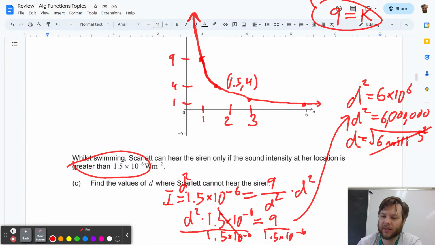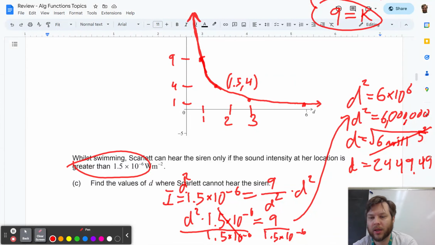That's not something I know off the top of my head. That would be very weird if I did. Square root of 6 million is 2449.49. And that does not quite answer the question. Let's be really careful. The question says find the values of d where Scarlett cannot hear the siren.